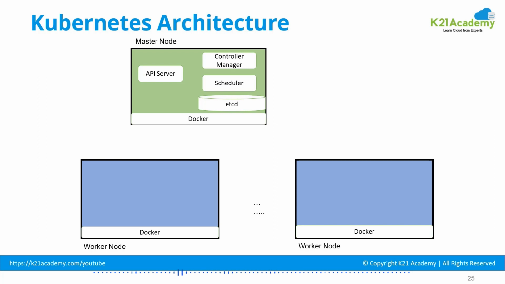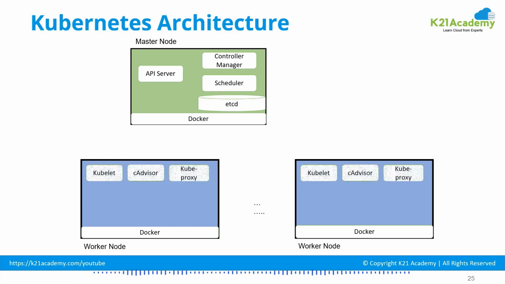etcd, that you see, is the configuration repository, a distributed database that stores all the configuration, like how many worker nodes there are, what application is running where, and how many replicas need to be run. Any configuration that you have, any persistent store, will be in etcd. Then in each of these worker nodes, you will have kubelet, which is an agent that interacts with the API server. Then you have cAdvisor, which keeps the metrics in terms of how much memory and processing is being used in this node. That is picked up by cAdvisor and then given to kubelet.